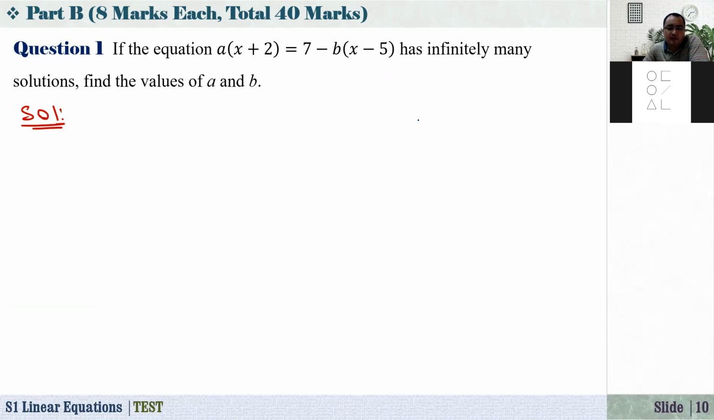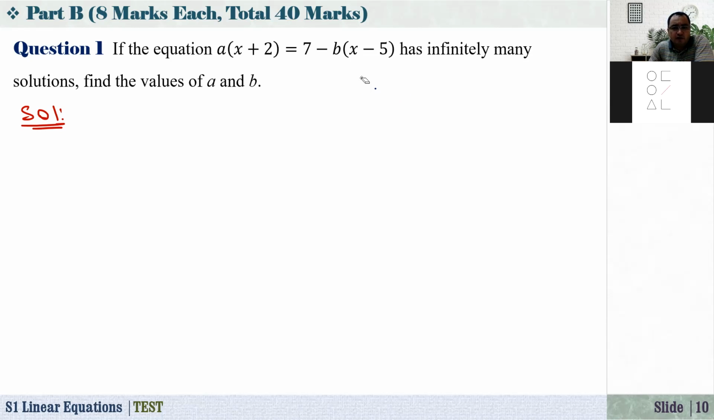And if you remember, infinitely many solutions means that if we have this form, a times x is equal to b, it has infinite solutions if a is equal to 0 and b is equal to 0. Because if a equals 0, b equals 0, whatever you substitute for x, 0 times x will be 0. So 0 is always equal to 0, which means that it has infinitely many solutions. So first I have to bring this into this form.